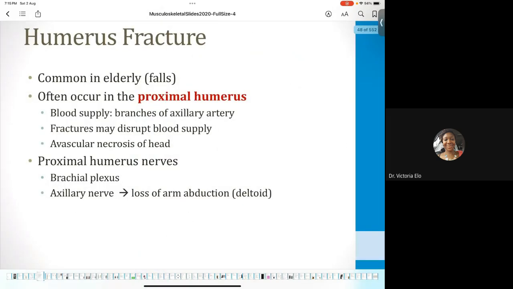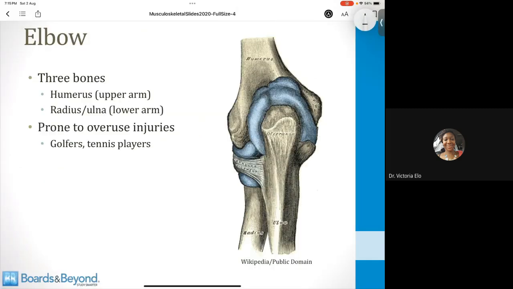Okay, so humerus fracture. Let's discuss humerus fracture. That's very important, right? Okay, just give me a second.